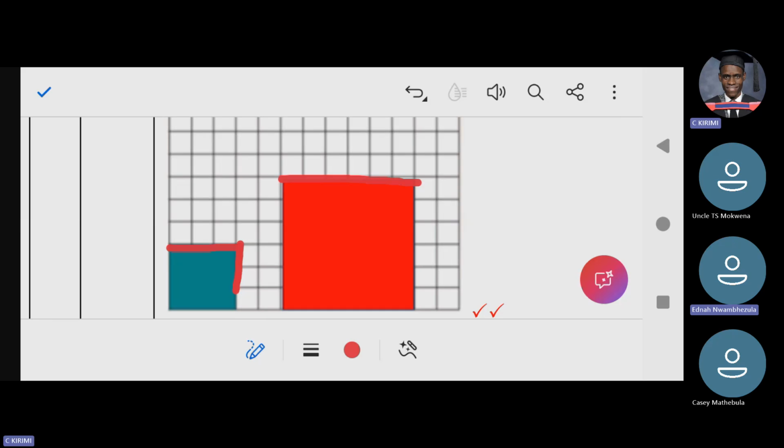Also, this box is 3. You put times 2, 6. So you are going to draw this shape. So you were given this. You are supposed to draw times 2, which is 6.